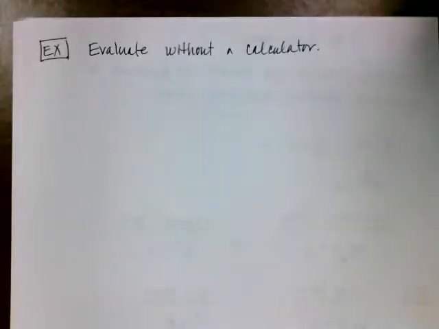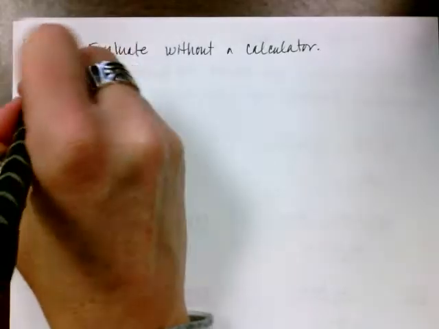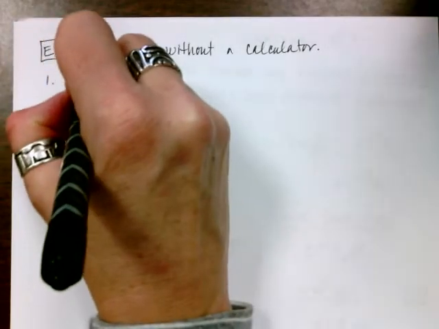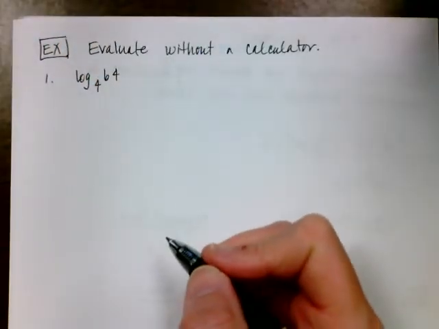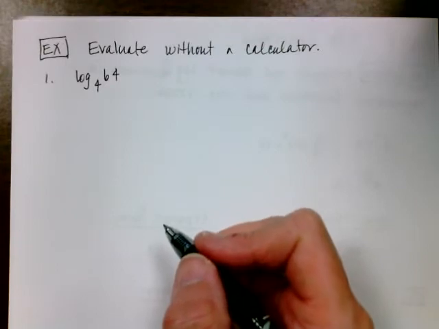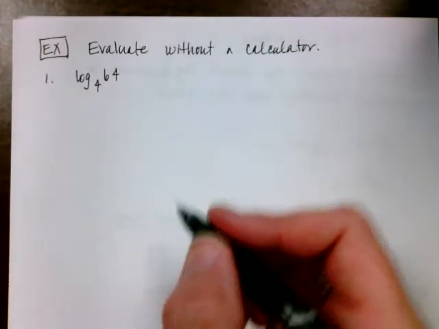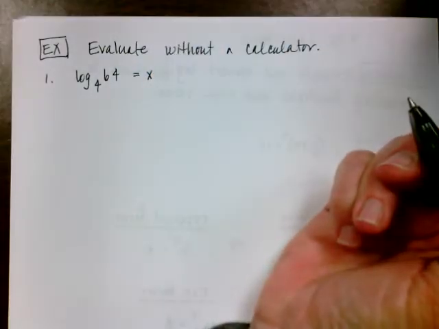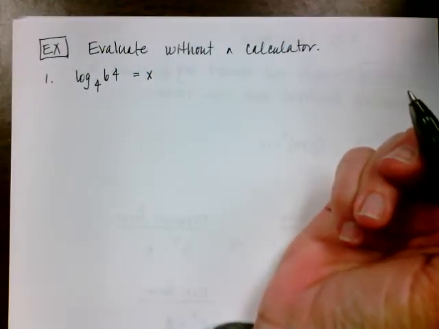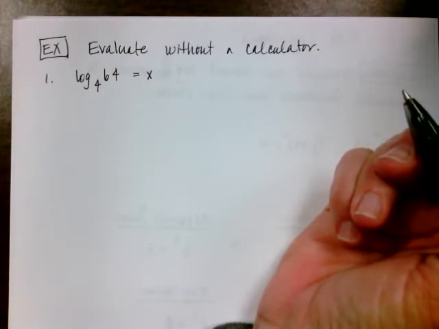Okay, so I'm just going to do several examples for you. The first one, you're going to be given the log base 4 of 64, and it wants you to find what the value of that is without using your calculator. When I do that, I always add an x, or whatever variable you want to use, so that I can convert it back to exponent form, okay?